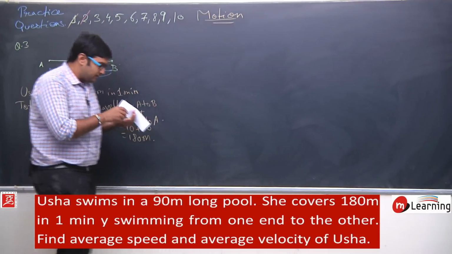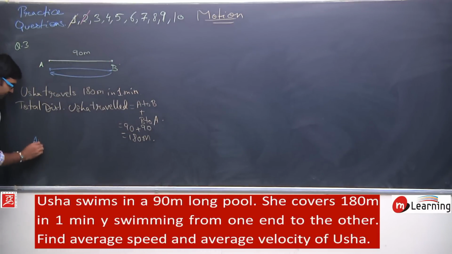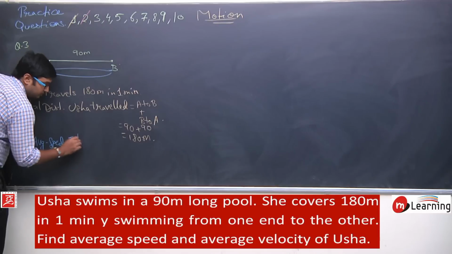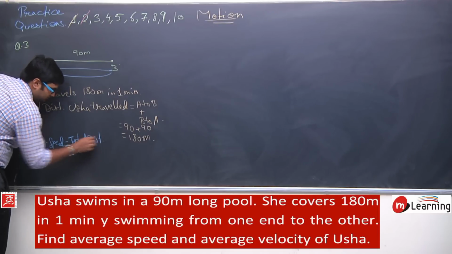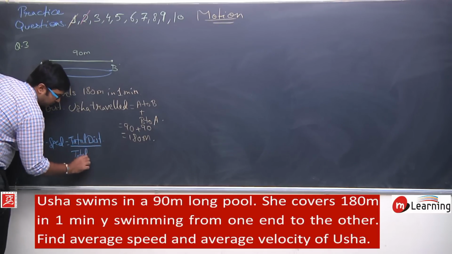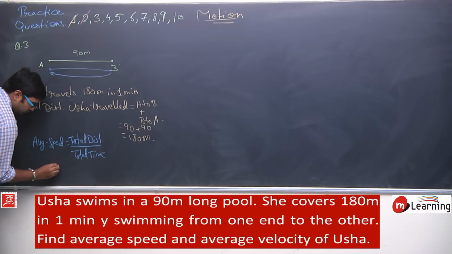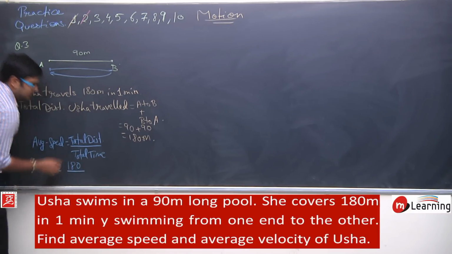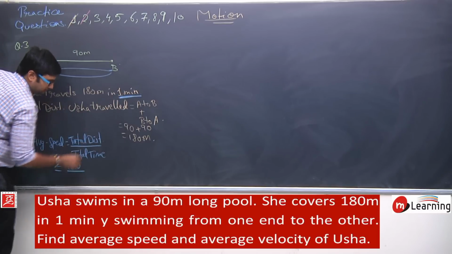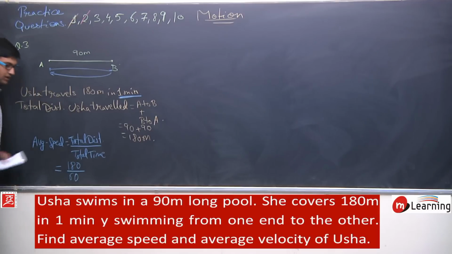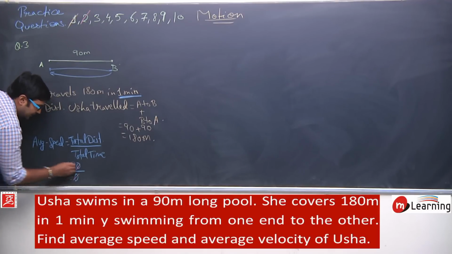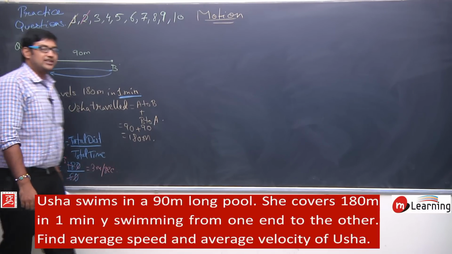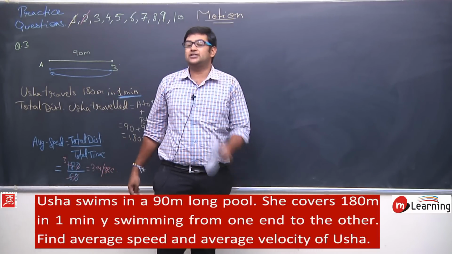In 1 minute. So if I want to calculate the average speed, it will be total distance upon total time. So total distance is this and this, that is 180 meters, upon total time she is taking. It is given that she takes 1 minute, that is 60 seconds. Okay, so if you solve this, 0 and 0 will get cancelled. This comes out to be 3 meters per second. So 3 meters per second is basically the average speed.